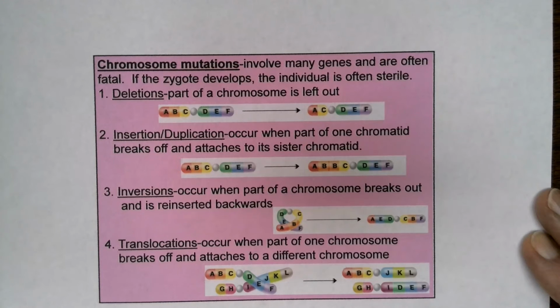opposite direction. And then a translocation, this is going to take place when part of one chromosome breaks off and attaches to a different chromosome. So you've got chromosome A through F, and then chromosome G through L. And notice now you have ABC, JKL, now you have GHI, DEF, where those sections swapped places.